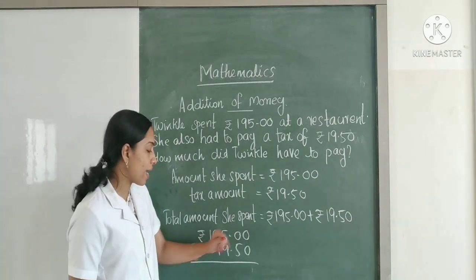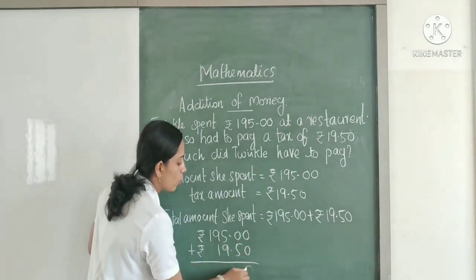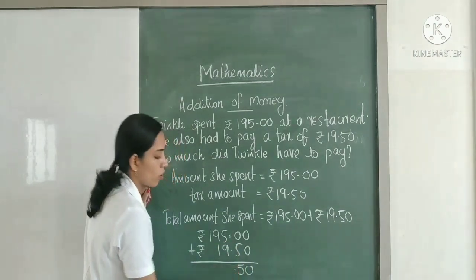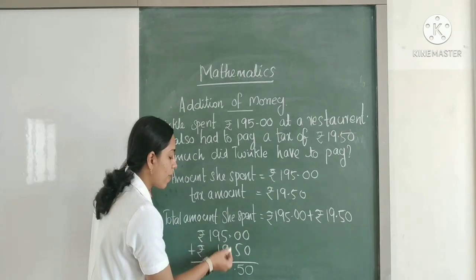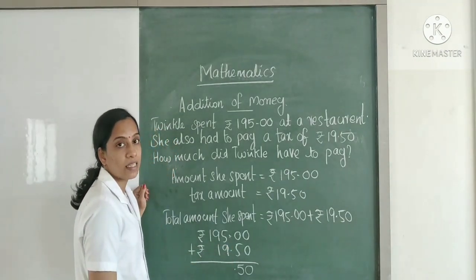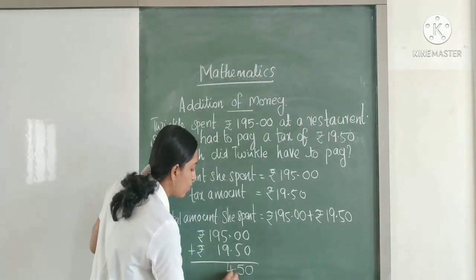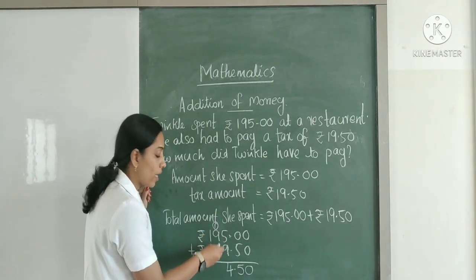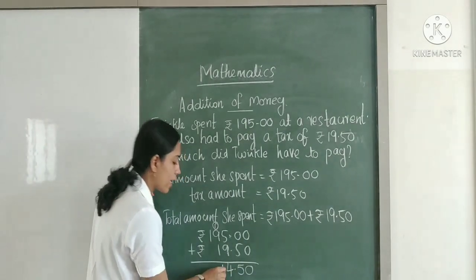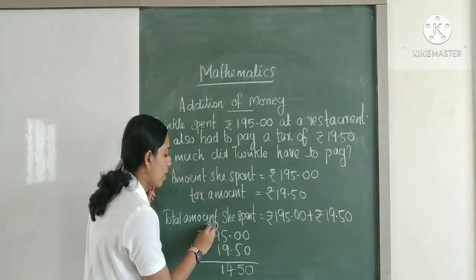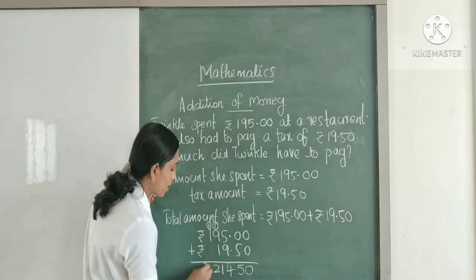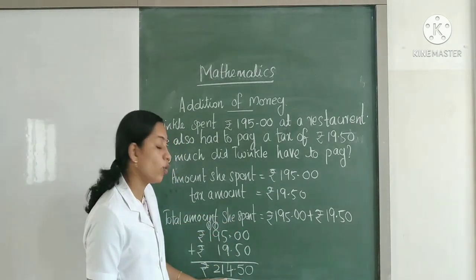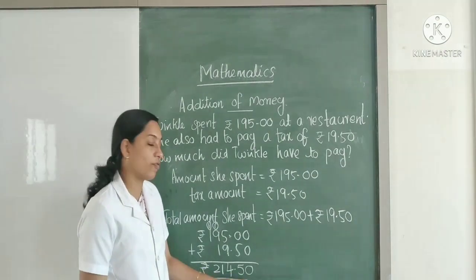Let's start from the right end. 0 plus 0, 0; 0 plus 5, 5; then put a point or dot here. Then let us add 5 and 9. What is 5 plus 9? Yes, 14. So let us write here 4. 1 is carried over. Then 9 plus 1, 10. 10 plus 1, 11. Again we will write 1. Then 1 is carried over. 1 plus 1, 2. Then write the symbol of rupee. So the total amount she spent is equal to 240 rupees and 50 paise.